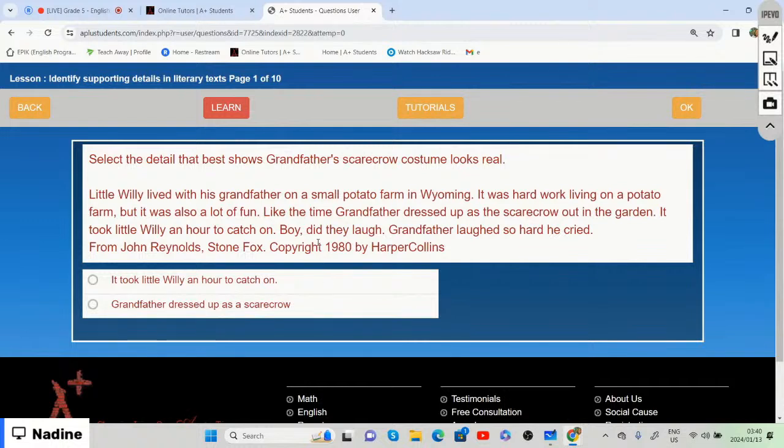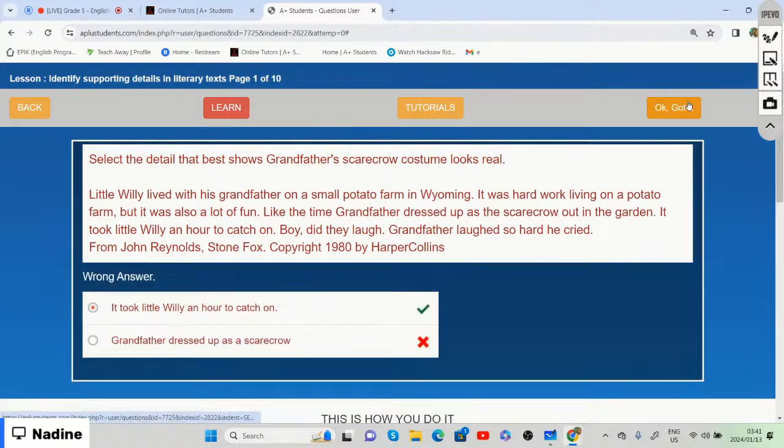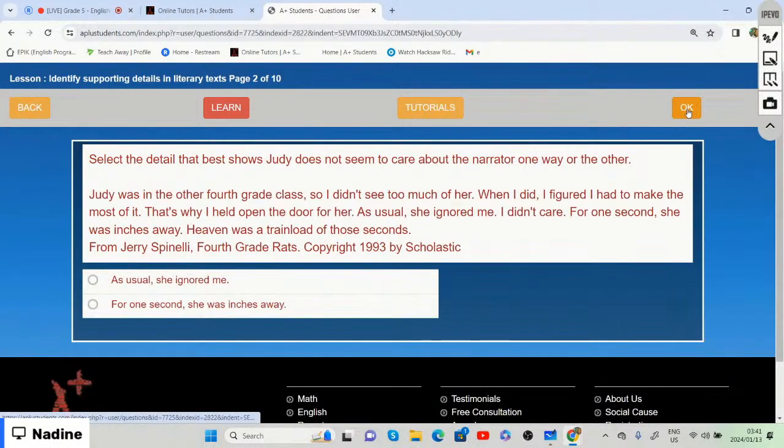So we need to give details as to why grandfather's scarecrow costume looks real. Is it because it took little Willie an hour to catch on, or grandfather dressed up as a scarecrow? Let's go with grandfather dressed up as a scarecrow. So the reason why it looked real is because little Willie couldn't understand that that is grandfather. So he thought it's an actual scarecrow. That is why it looks real.